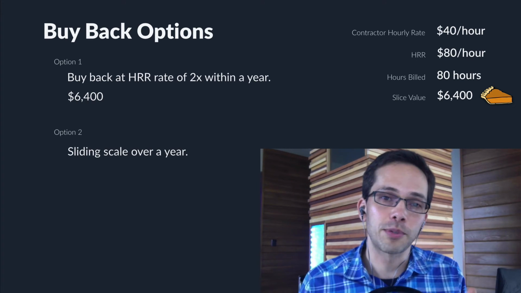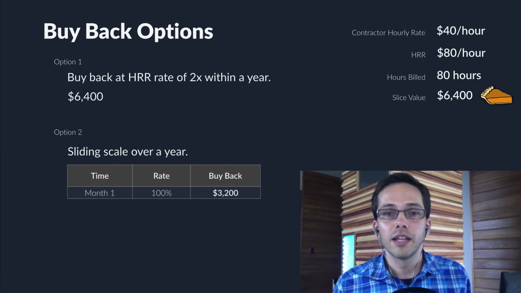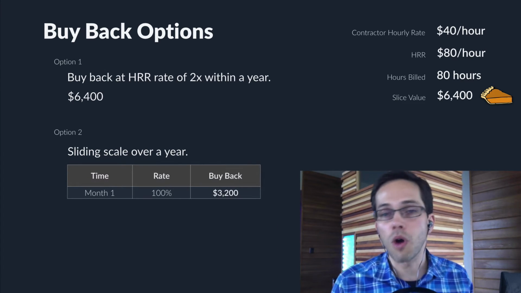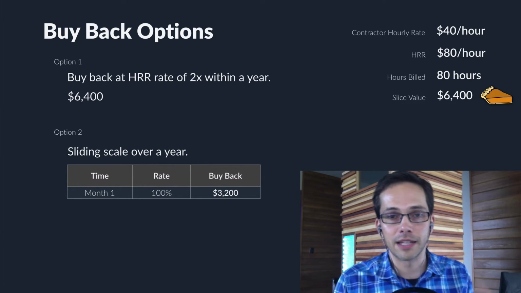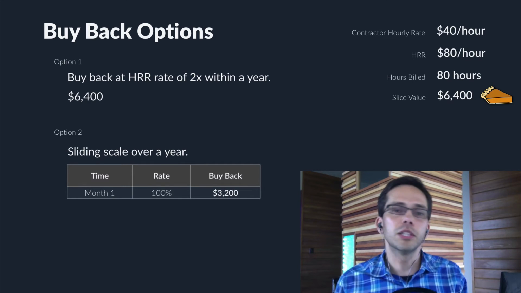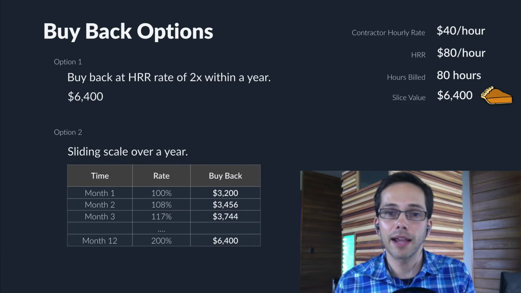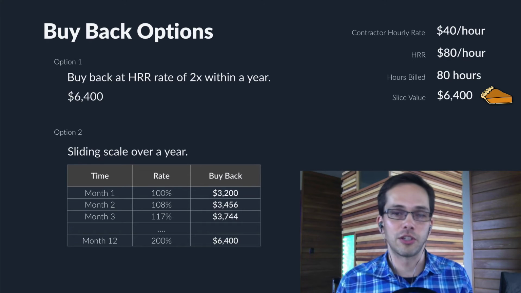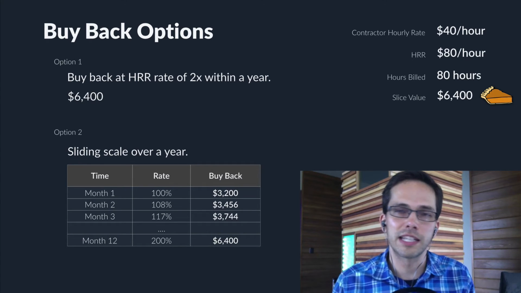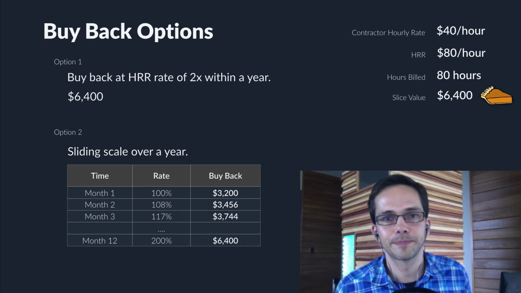There's another interesting option, which would be a sliding scale over a year. So if I pay you in month 1 of doing the work, I only pay you 100% of your rate, not double. I pay you 100% of that because you're getting paid on time. But the longer I wait, the more I have to pay you back, until on month 12, if I want the equity back, I have to pay you double. Kind of an interesting sliding scale way of doing it. But again, do whatever feels right to you.